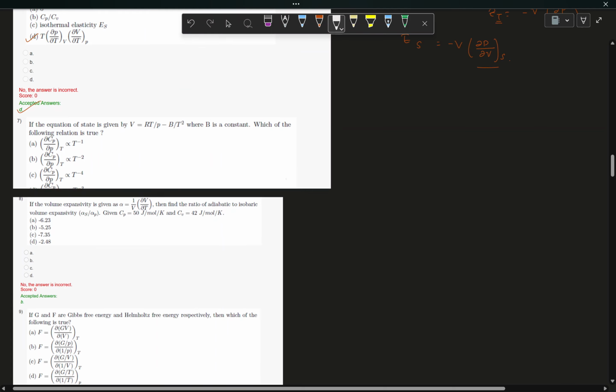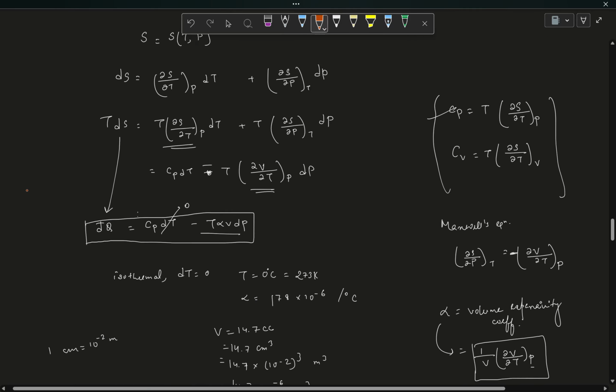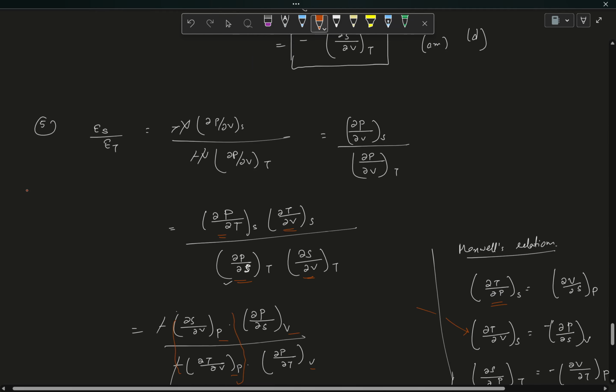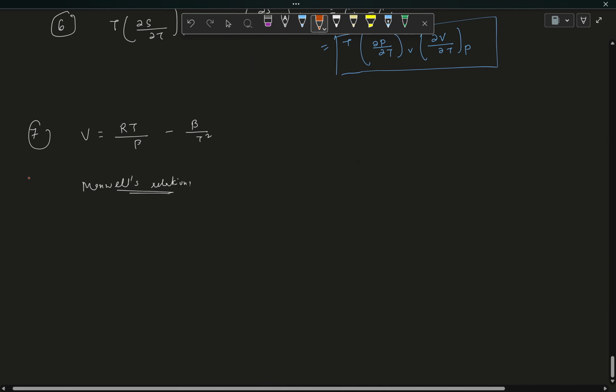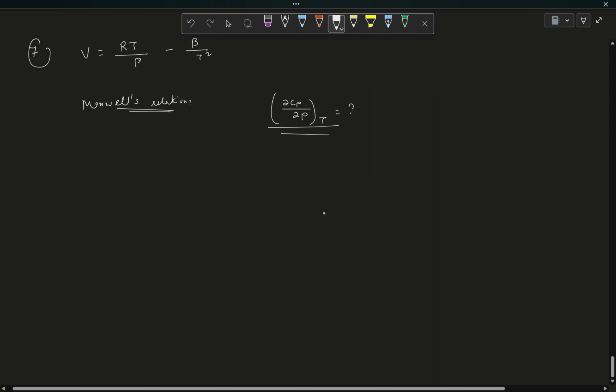Yeah, so which of the following relations is true? The options were given in terms of del Cp by del P at constant temperature. So that is what you need to calculate from this question. So we have del Cp by del P at constant temperature, and this is what you need to calculate.